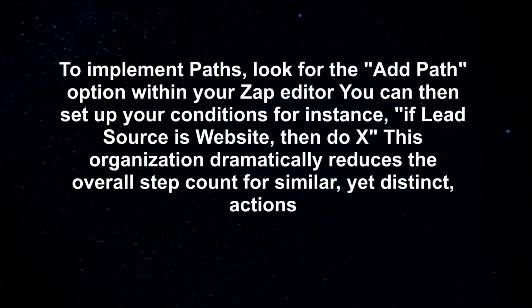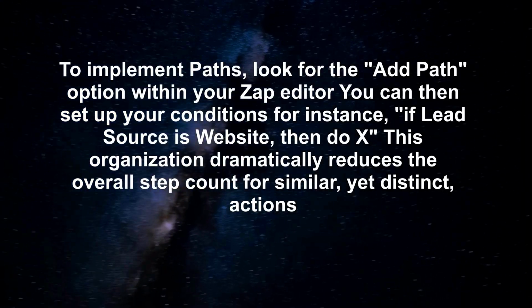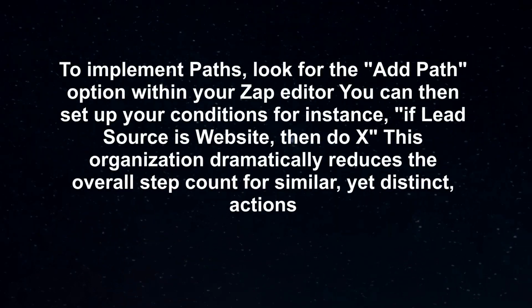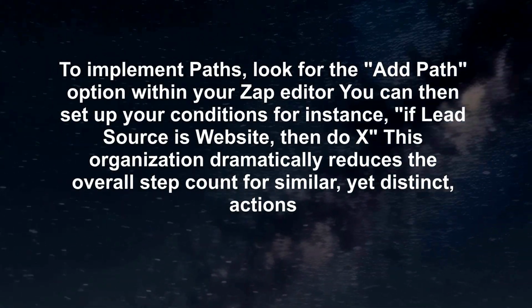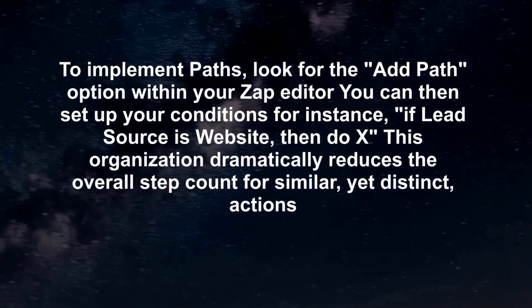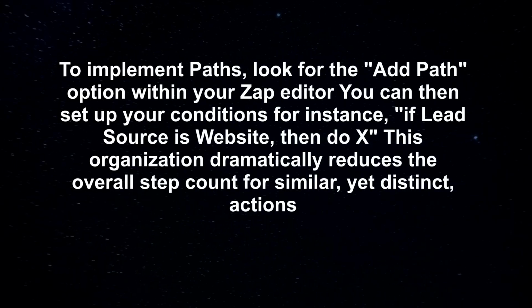To implement Paths, look for the Add Path option within your Zap editor. You can then set up your conditions. For instance, if lead source is website, then do X. This organization dramatically reduces the overall step count for similar yet distinct actions.